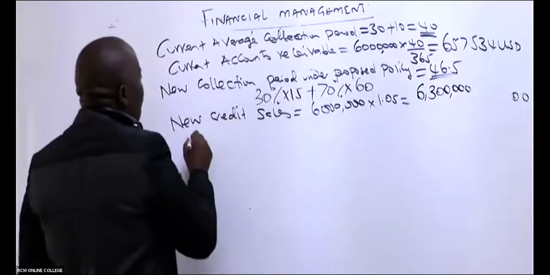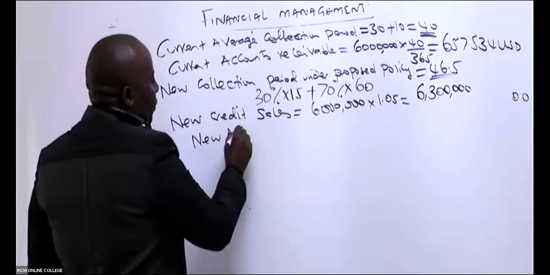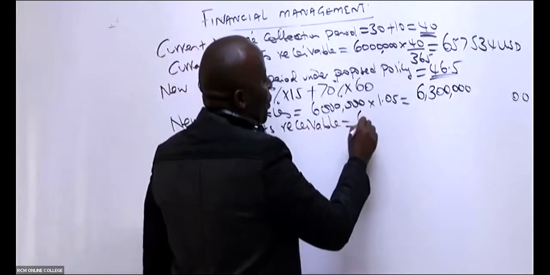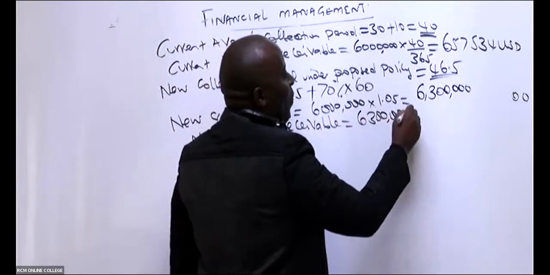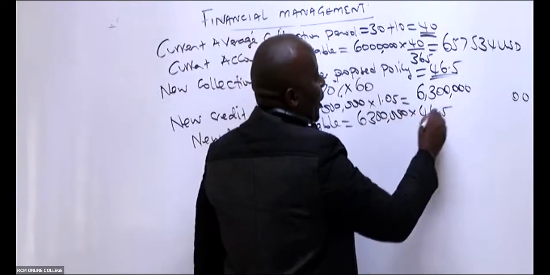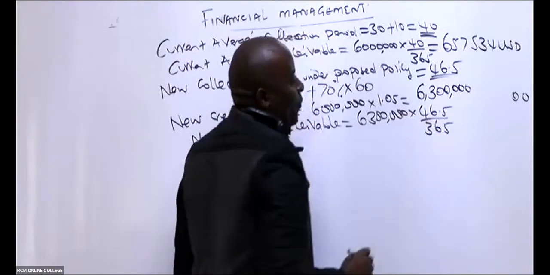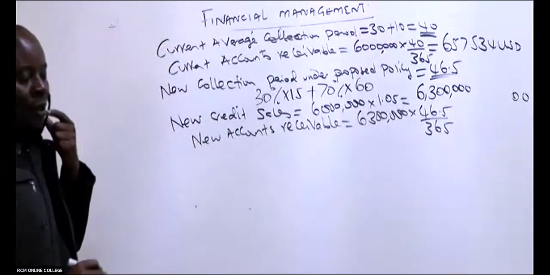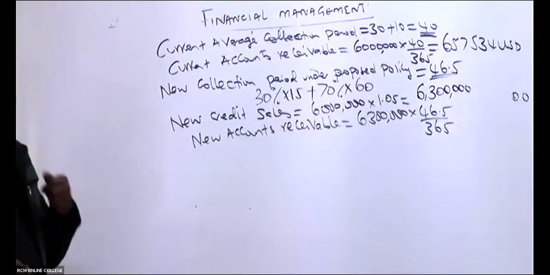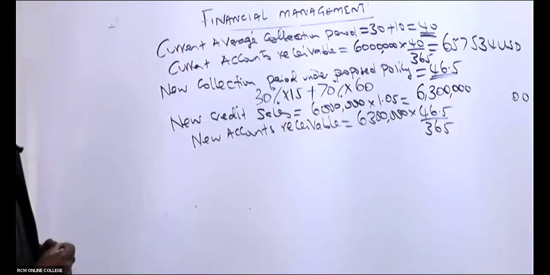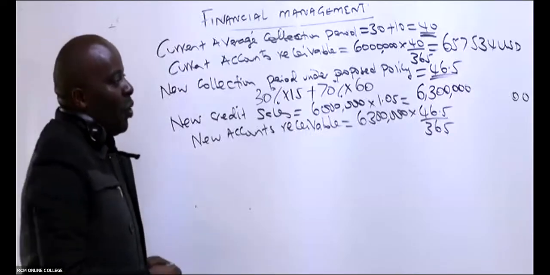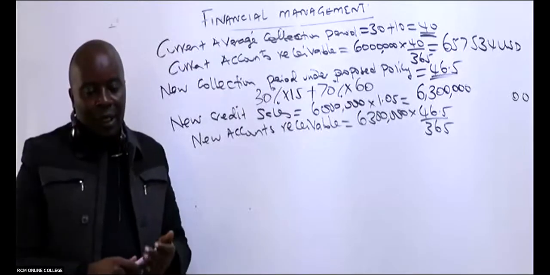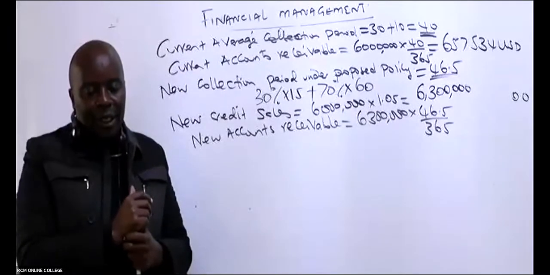Then come here and give me the new accounts receivable. The new accounts receivable will be our new sales now times our new number of days divided by 365. Remember, this will be sales per day times those number of days. So give me the new accounts receivable.